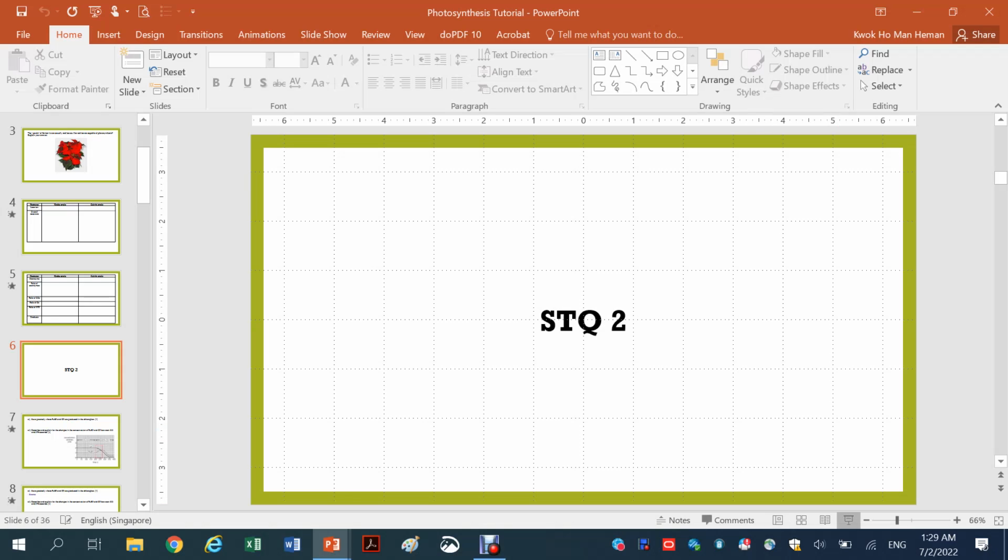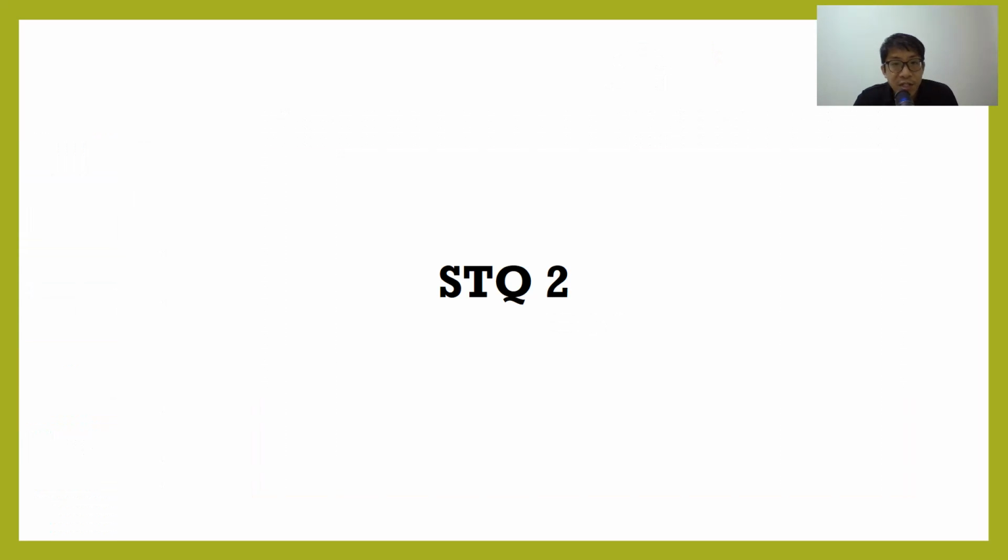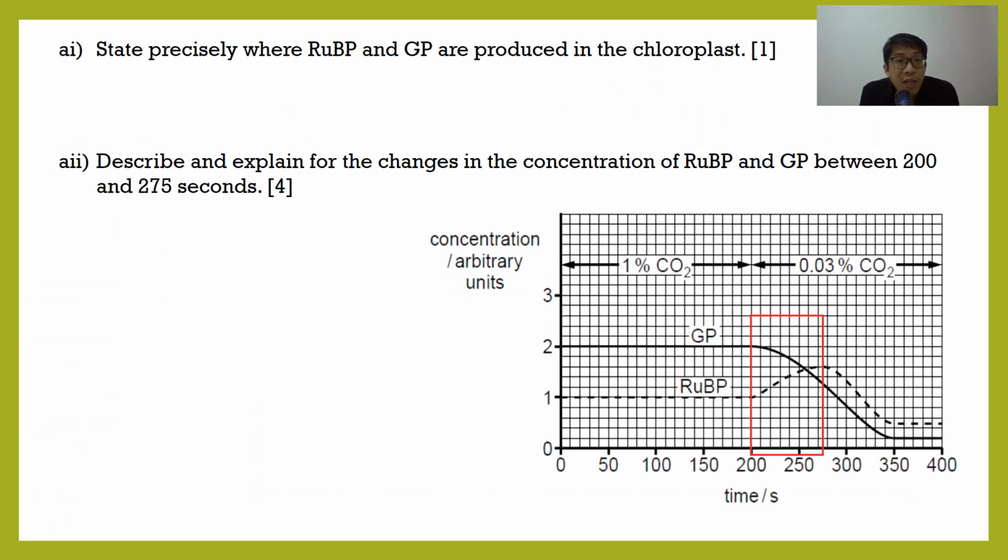Okay, so for structured question 2 of the photosynthesis tutorial, the location where RuBP and GP are produced would be the stroma, because these two are intermediates of the Calvin cycle, which happens in the stroma. Right, then for part 2, looking at the changes in the concentration of RuBP and GP, right?